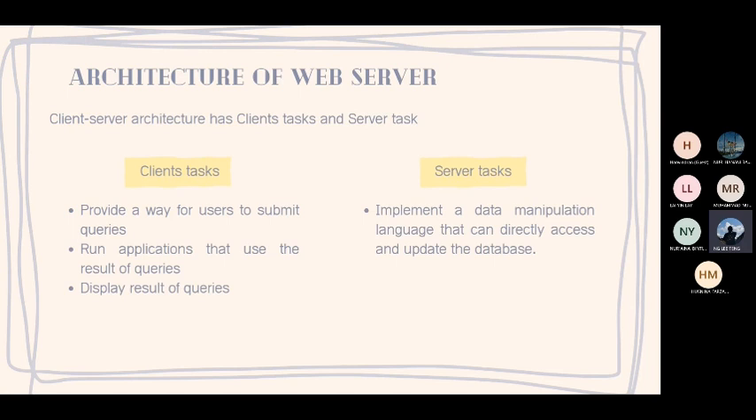The architecture of a web server is client-server architecture, which has a client task and a server task. The client task is to provide a way for the user to submit a query. The client can also run applications that use the result of the query and display it. Next, the server task is to implement a data manipulation language that can directly access and update the database.